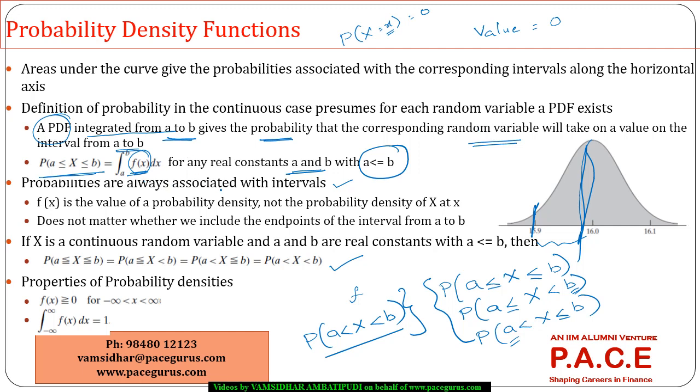So the probabilities are always associated with the intervals. So f of x is the value of a probability density, not the probability of x at x. It is within an interval, right? So it's not the probability of x equal to x. It is the value of a probability density within a particular interval. So it does not matter whether we include the endpoints from the interval a to b or not. Whether these are included or not included, both of them will mean one and the same.